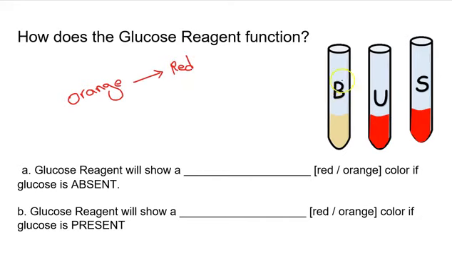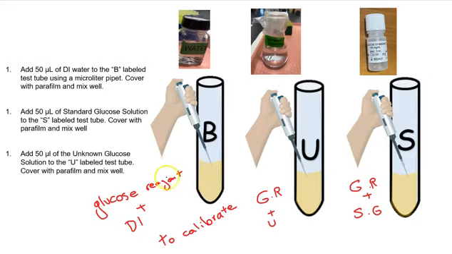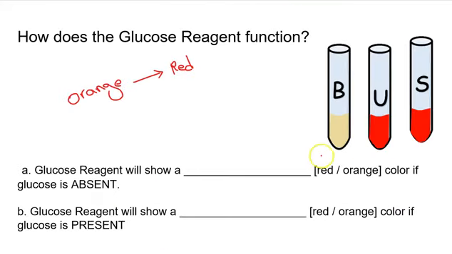But our blank solution, the color is not changing. Why? Because there is no glucose. Our blank solution contains only glucose reagent and distilled water, so there is no glucose. But our unknown solution and standard glucose solution, their color has changed from orange to red, which shows us that there is glucose inside of this solution.